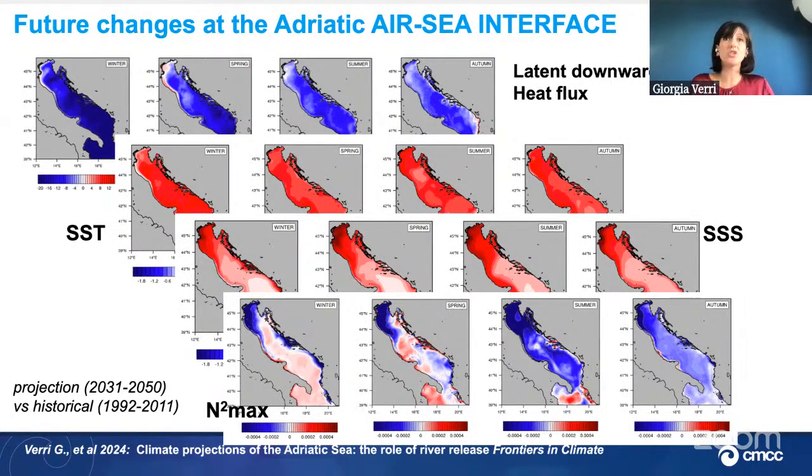These four additional panels show that the stratification is expected to decrease throughout the seasons just in the northern Adriatic and along the major area of freshwater influence, meaning that the salinization effect is expected to prevail on the heating effect. While in the southern Adriatic, the heating effect can eventually prevail on the salinization effect, and the stratification can increase a bit in wintertime and also partially in springtime.